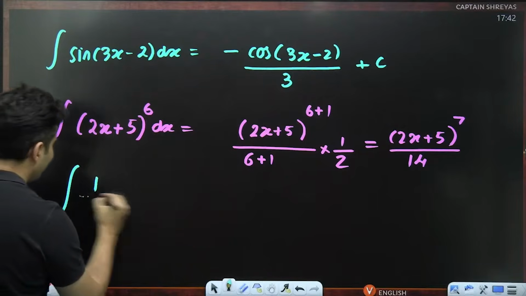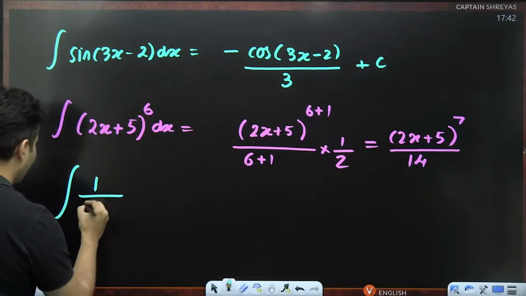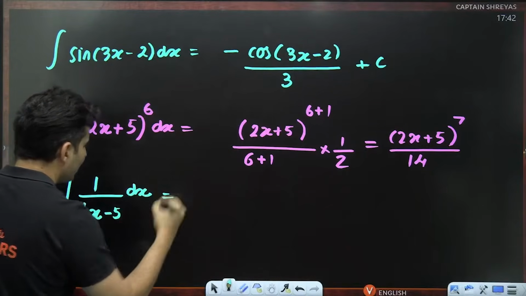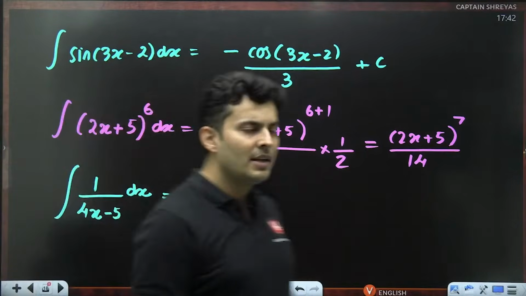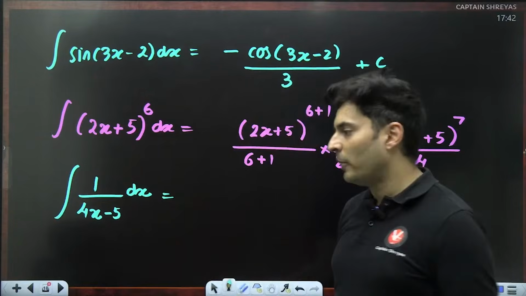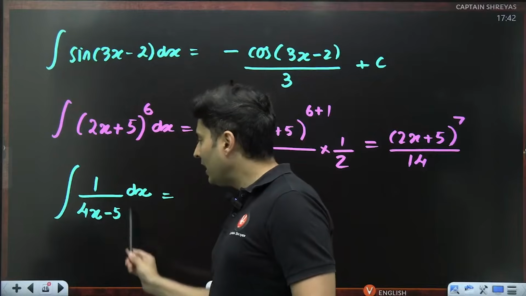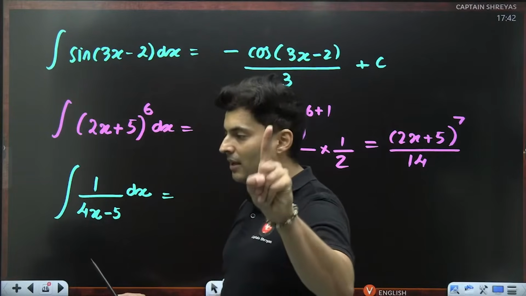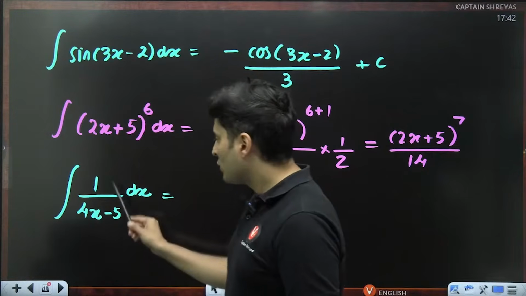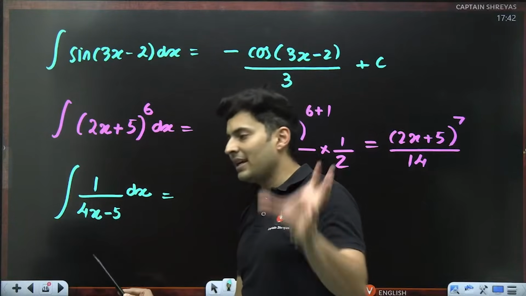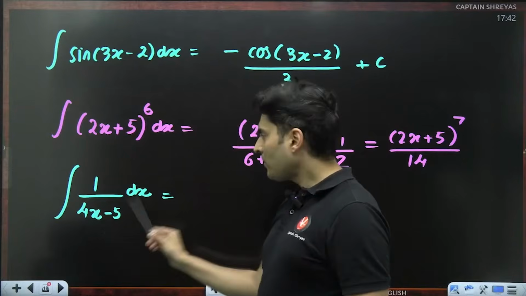Let's see if you guys can figure this out. Integration of 1 by (4x minus 5) dx. Can you see the ax + b form? Treat that ax + b like one single variable x. So this is 1 by x's integration, 1 by the whole thing, ax + b. Think of it like x's integration.